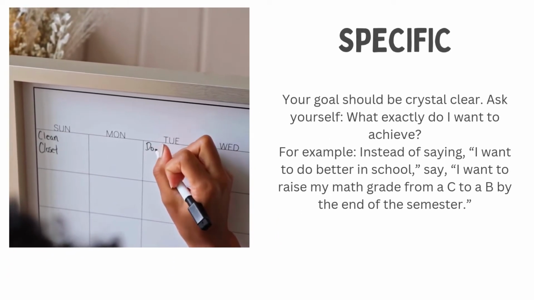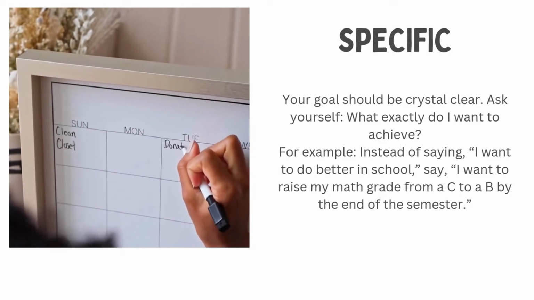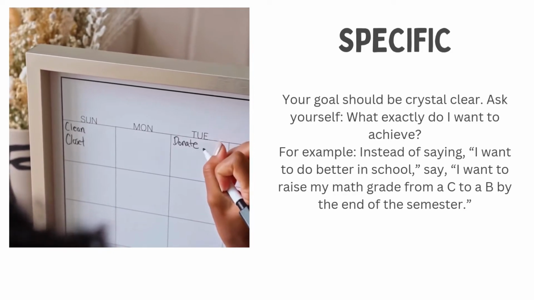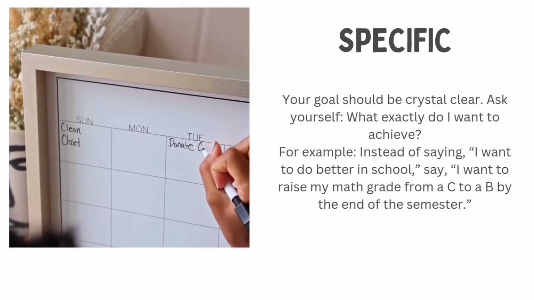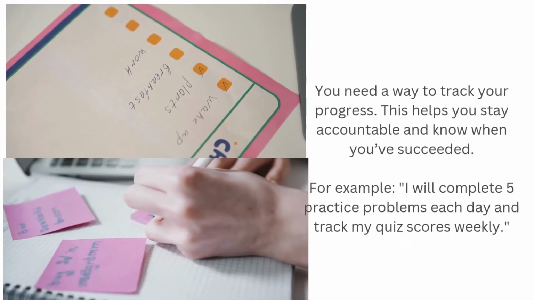Your goal should be crystal clear. Ask yourself, what exactly do I want to achieve? Example, instead of saying, I want to do better in school, say, I want to raise my math grade from a C to a B by the end of the semester.